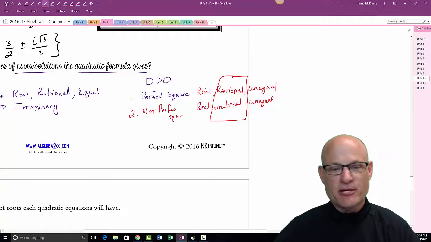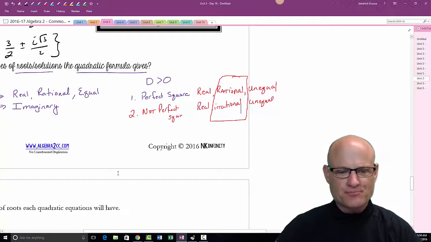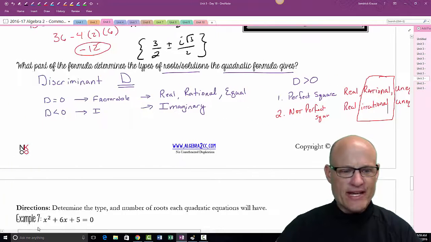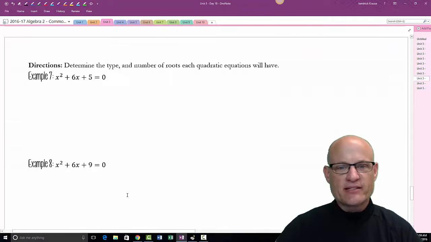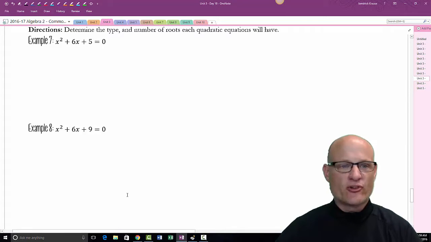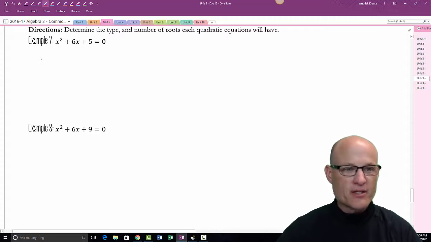All right. So last page, we're just going to practice with that idea, and then we're done for the day. So determine the types and number of the roots each of the equations are going to have. So all we need to do is figure out A, B, C, and the discriminant. So we're just going to do the discriminant.